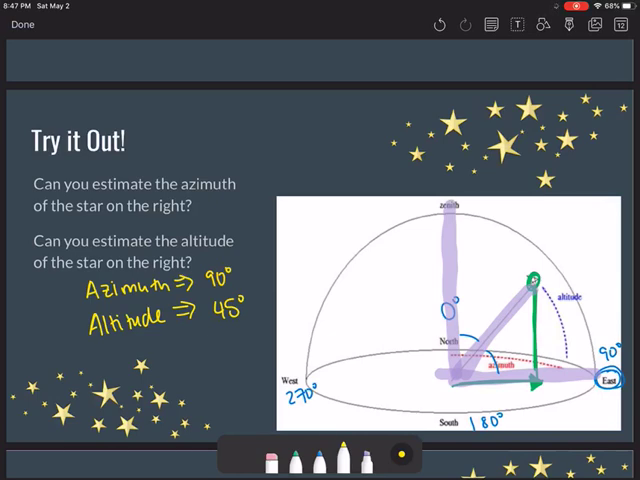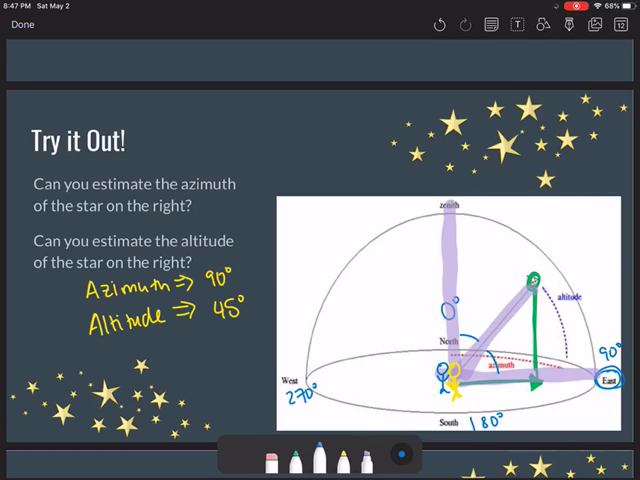And that's how I could document my coordinates. From whatever location I am currently standing in, this is me, hi, I'm standing. My celestial body, or the star that I'm looking at, is positioned with the azimuth of 90 degrees and the altitude of 45.